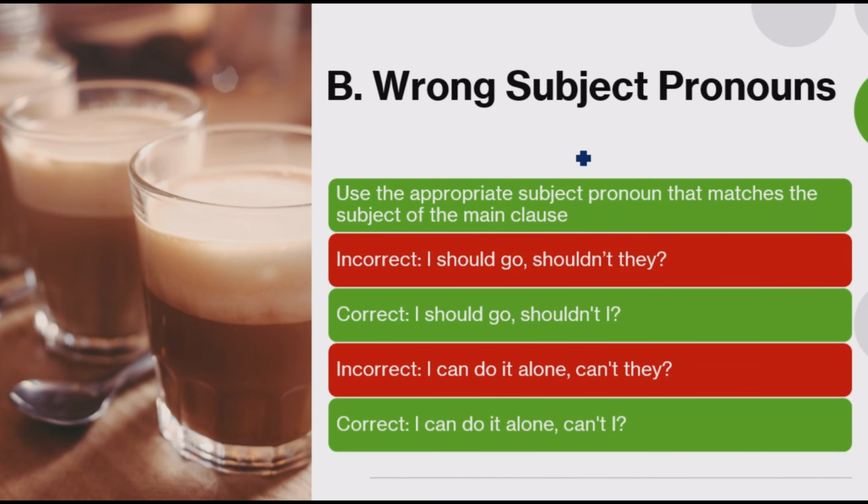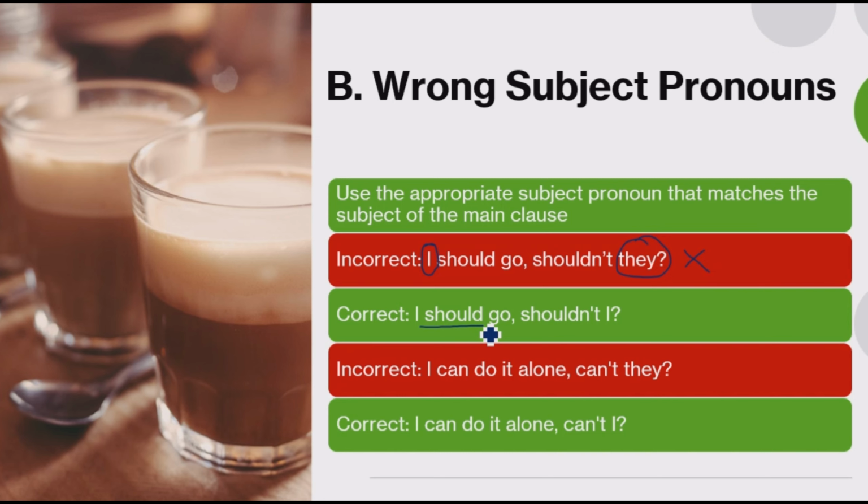The second mistake that you need to watch out for is long subject pronouns. For example, you can say I should go, shouldn't they? I should go, shouldn't they? I is singular, this is plural, so you can't use that. The correct is I should go, shouldn't I? So you negate the first part, which is should. I should, then it becomes shouldn't I?